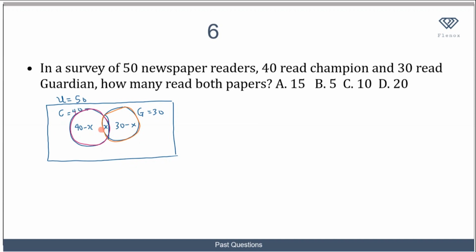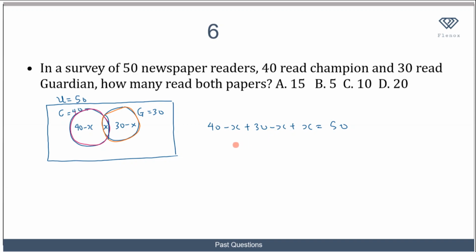So we know that the total number of people that read only Champion, plus the total number that read only Guardian, plus the people that read both newspapers, must be equal to the universal set, which is 50. So in this case, 40 minus x plus 30 minus x, then plus x, must be equal to 50. So I can find x.